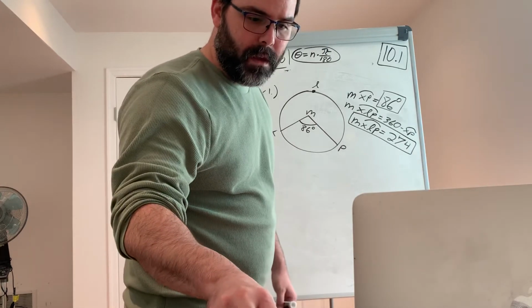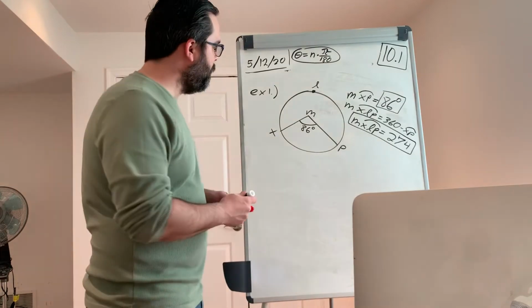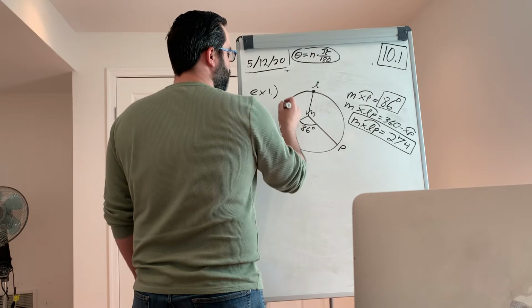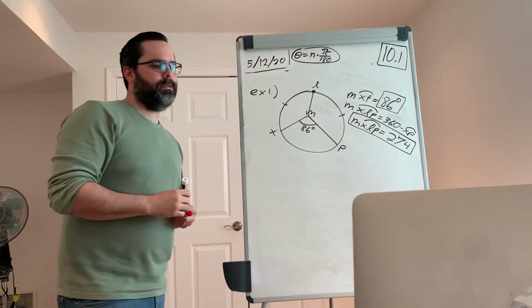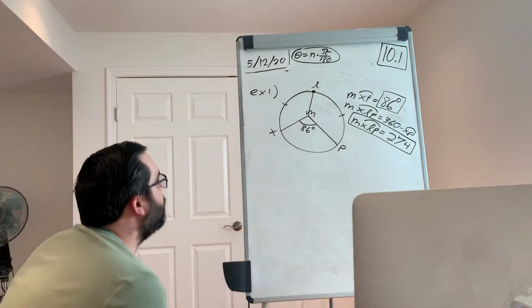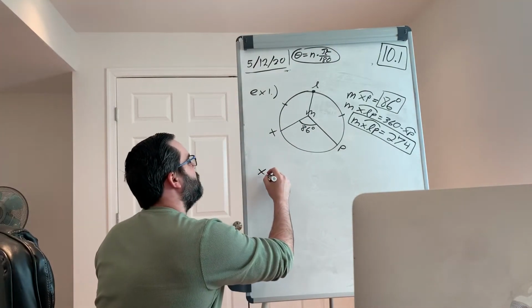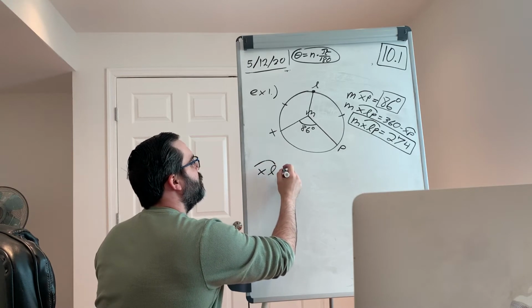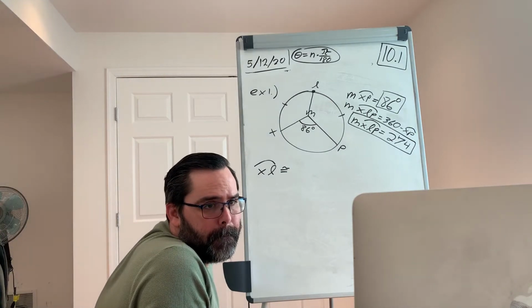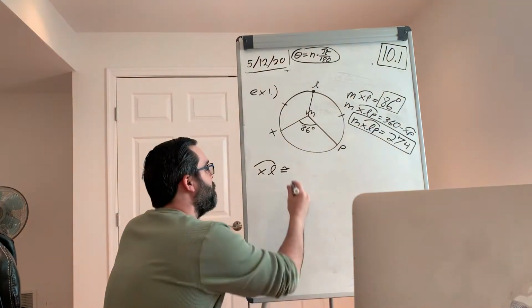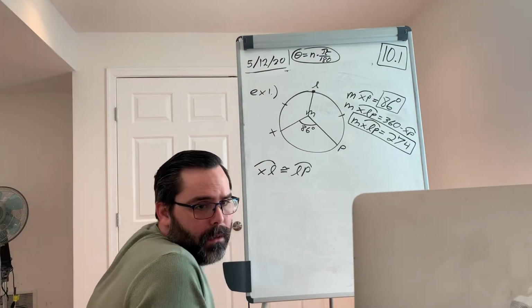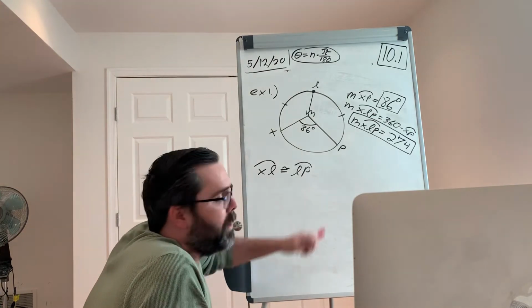Okay, now, what if I also did this? What does this tell me? This tells me that XL is congruent to what? To LP or PL, either way, yeah. So these two are congruent.